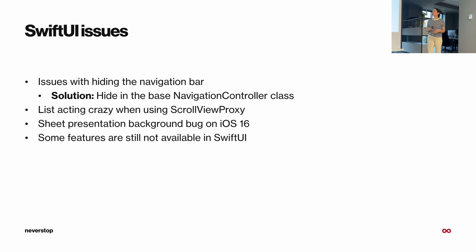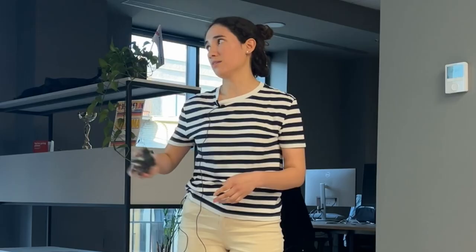We also noticed that when we use ScrollViewProxy, the list is acting weird. There's also this specific bug on iOS 16 with the sheet presentation background. So when you're presenting a sheet, you can see how it goes kind of narrower, it jumps up, it's visible, not very pretty. And also there are features that are not available in SwiftUI, at least not yet. Some of them are disabling scroll in scroll view, resigning first responders, the text field focus is not really working unless you delay it for a second, and the list goes on.